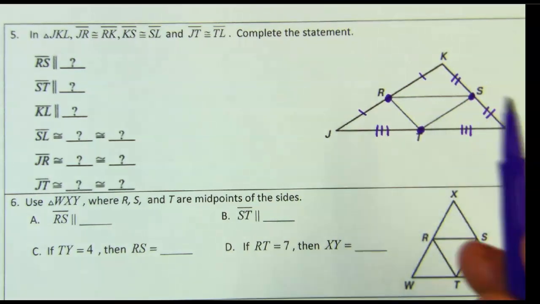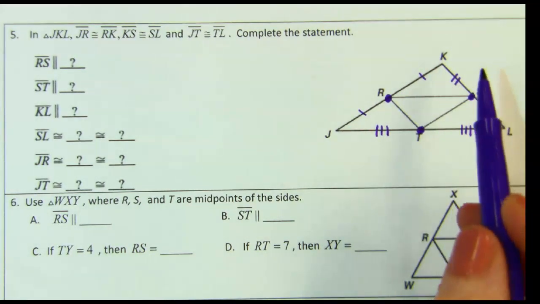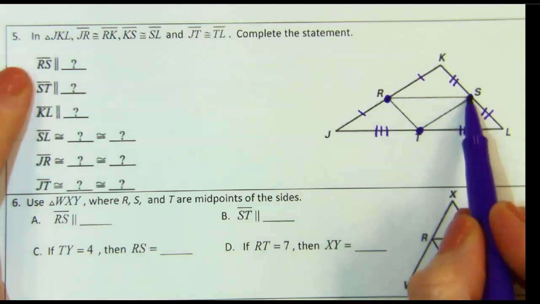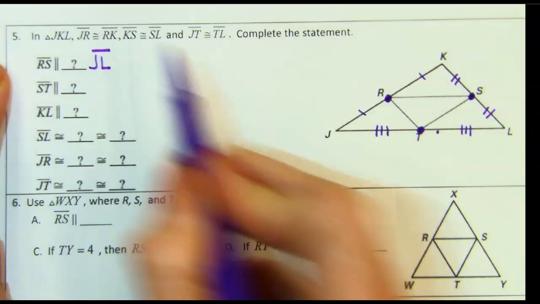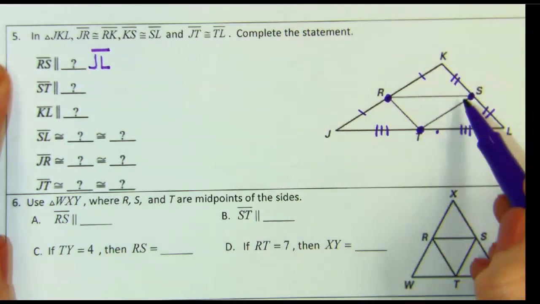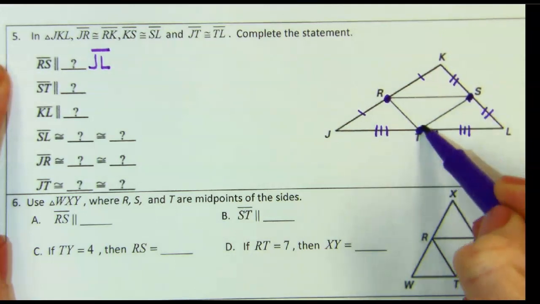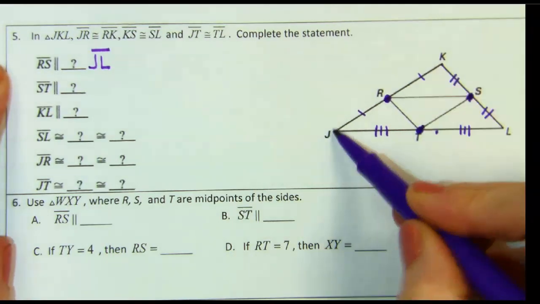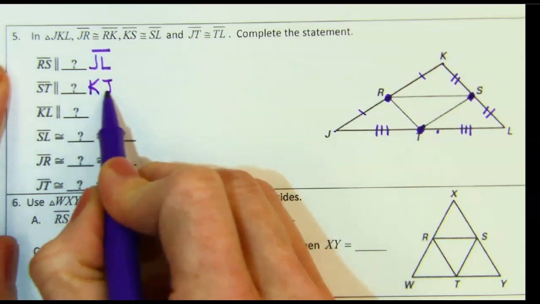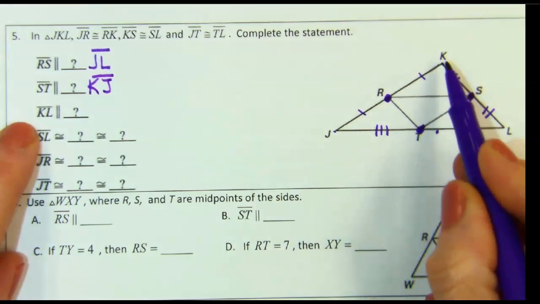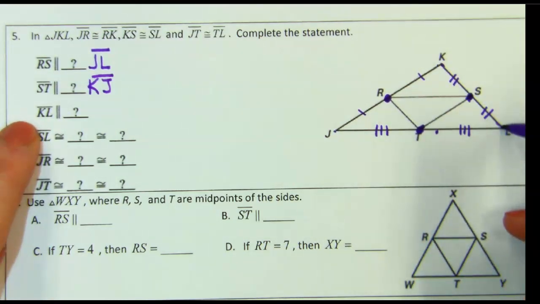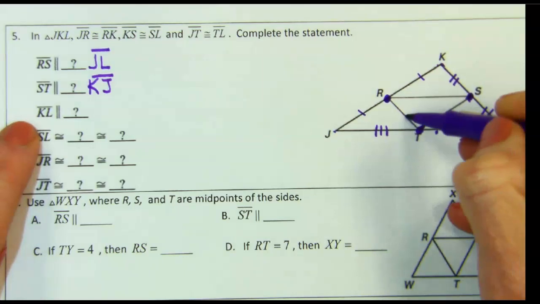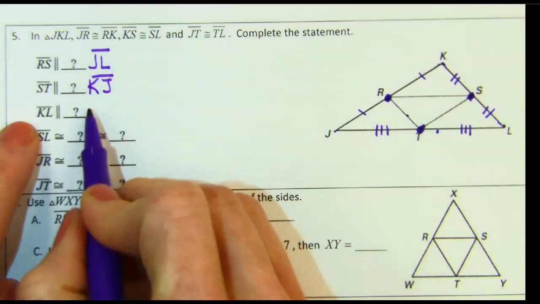So now it's going to ask a lot of questions. Who is RS parallel to? Well, it will be parallel to the third side, so we can call that JL. ST. Who is ST parallel to? Its third side. We can say KJ. KL. Now KL, they went to the side, the third side first, so we move back to the midsegment RT.